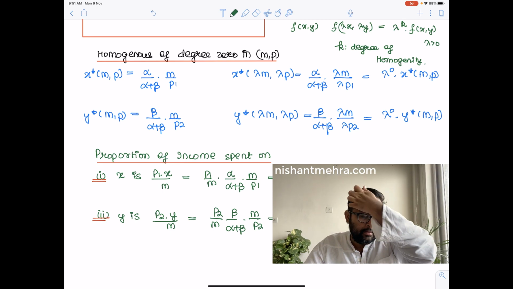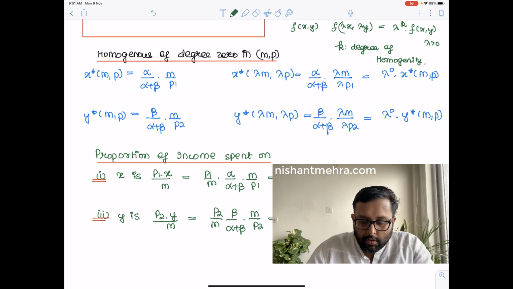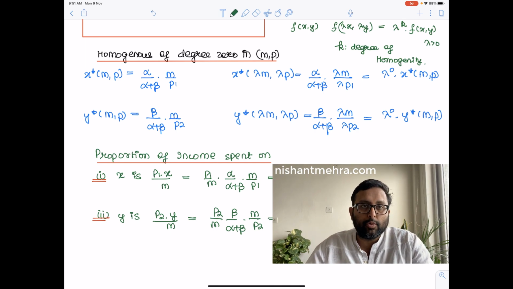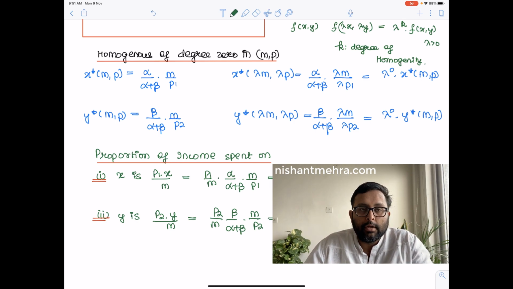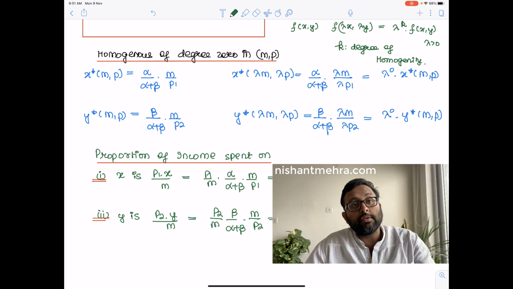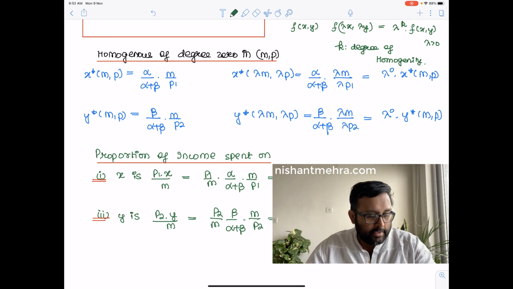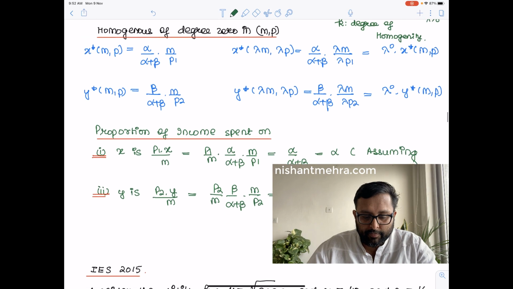So you have this function with you. It is defined in terms of m and p. You increase both m and p by lambda. So what you get is lambda m upon lambda p. When this lambda is completely factored out, they completely divide. So it is what? Just 1. So you can write this as lambda to the power 0. So it is homogeneous of degree 0 in income and prices. And similarly for y star, it is lambda to the power 0 times y star of m and p, right?